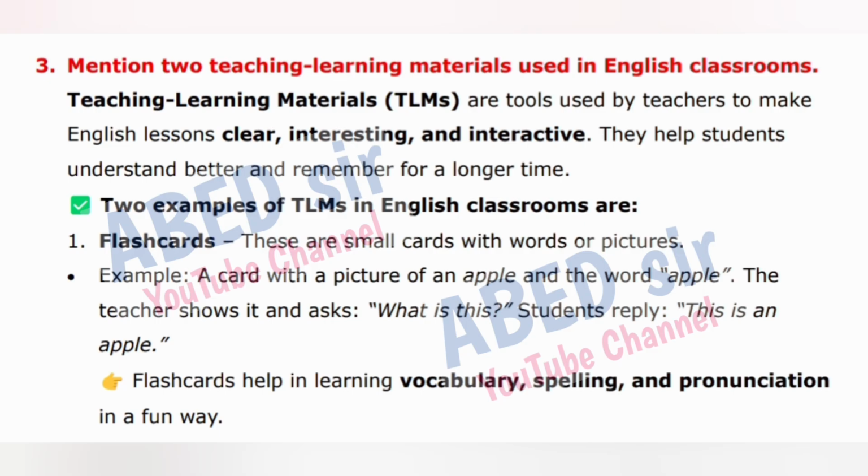2 examples of TLMs in English classrooms are: 1. Flashcards. These are small cards with words or pictures. Example, a card with a picture of an apple and the word apple. The teacher shows it and asks, "What is this?" Students reply, "This is an apple." Flashcards help in learning vocabulary, spelling, and pronunciation in a fun way.